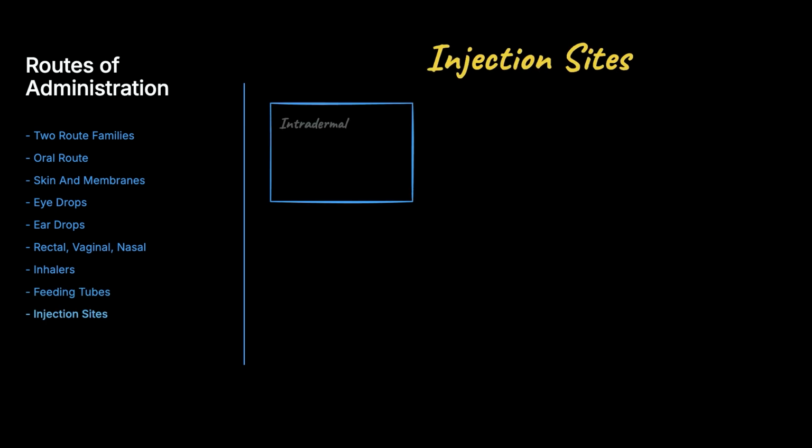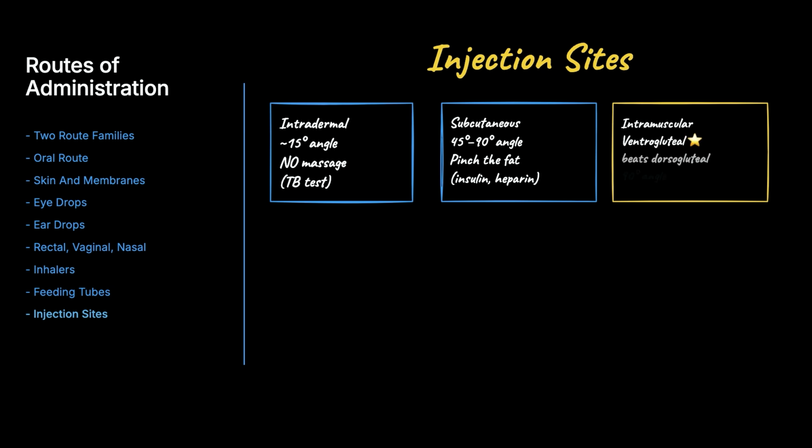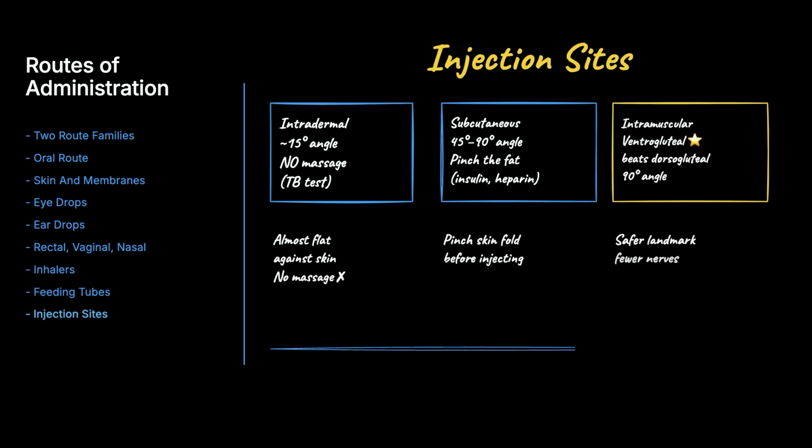Now to injections, where site selection truly matters. For intradermal tests like tuberculin screening, insert at a very shallow angle, almost flat against the skin, and never massage afterward. For subcutaneous shots like insulin and heparin, pinch the fat and inject at a 45 to 90 degree angle. For muscle, the ventrogluteal site beats the older dorsogluteal.